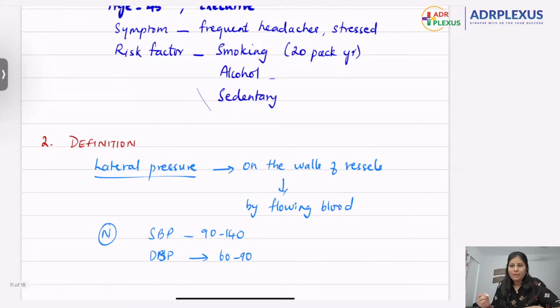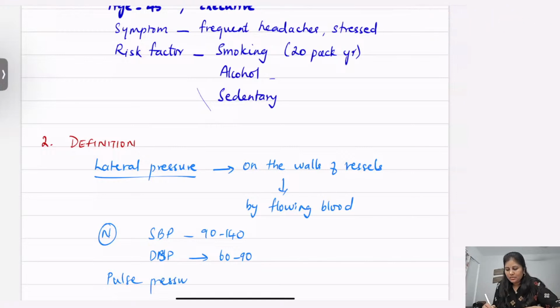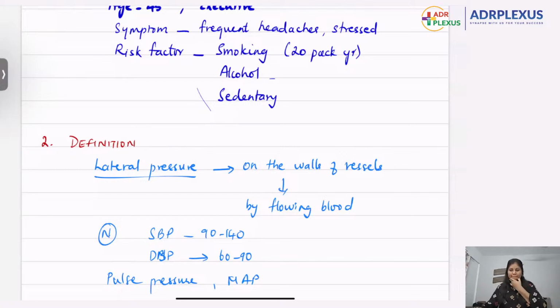And they might ask specifically what is pulse pressure and what is mean arterial pressure. What is pulse pressure? Quickly, we have only half an hour's time. Can anyone tell me? Pulse pressure is diastolic BP minus systolic BP. What is mean arterial pressure?